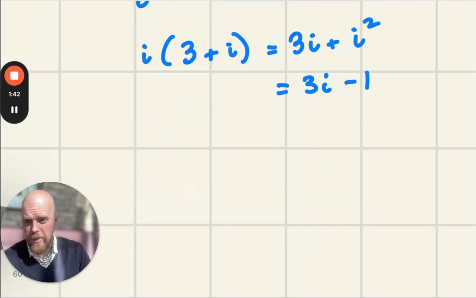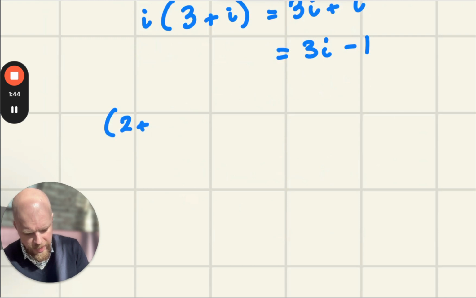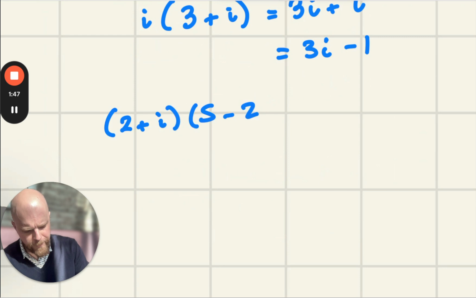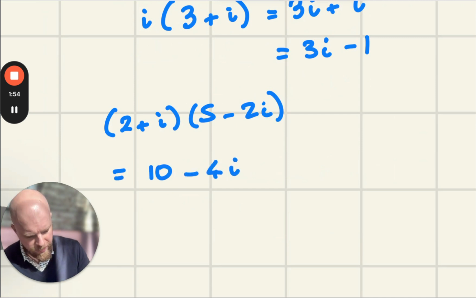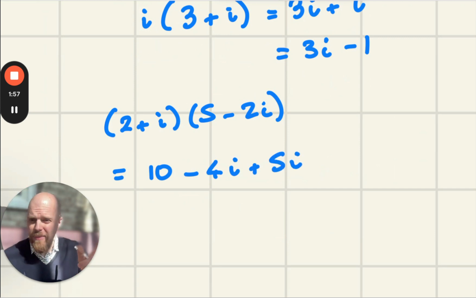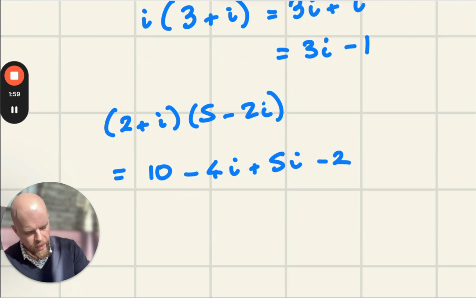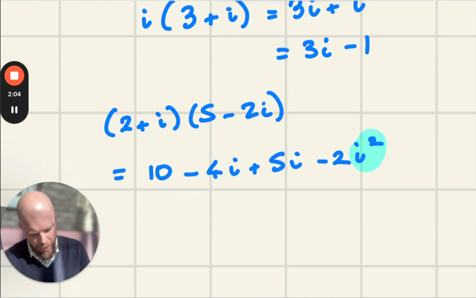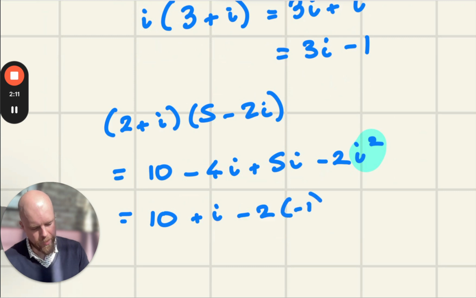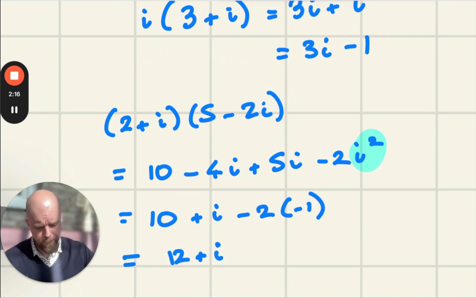If I do this with double brackets, let's say I have 2 plus i times 5 minus 2i. If we expand the brackets, 2 times 5 is 10. 2 times minus 2i is minus 4i. i times 5 is 5i. And then we've got to be careful here. We've got minus 2 times i squared, but we know that i squared is minus 1. So that's 10, minus 4i plus 5i is just plus i. And then you have minus 2 times minus 1, which gives 12 plus i, because a minus times a minus makes a plus.